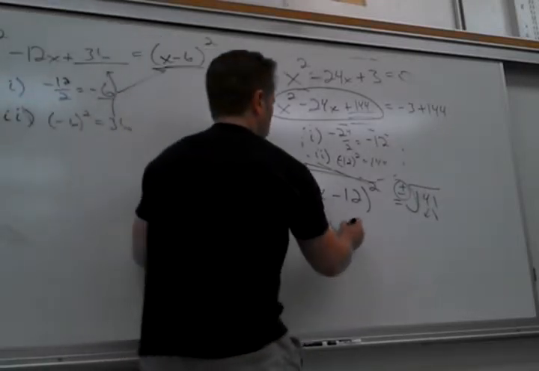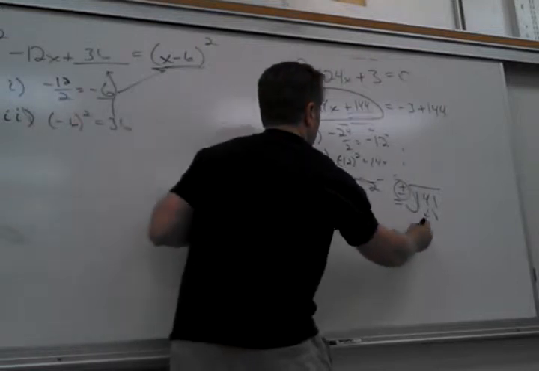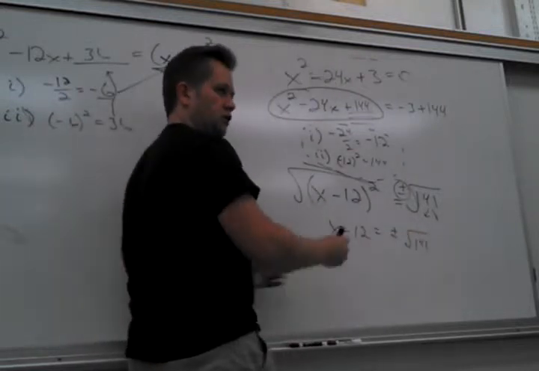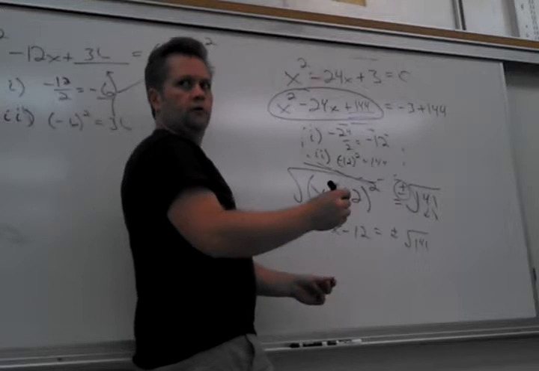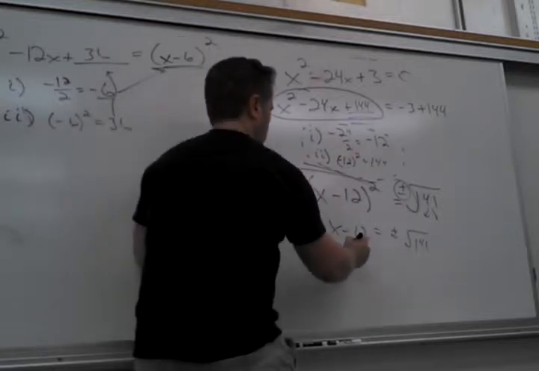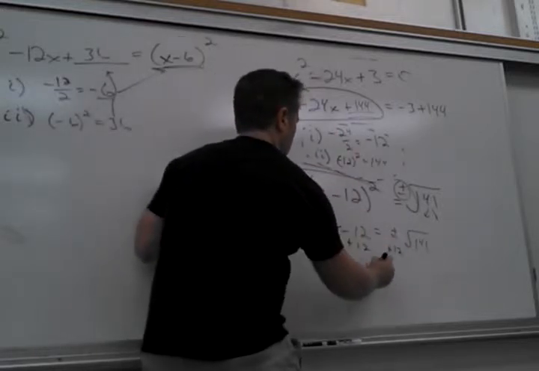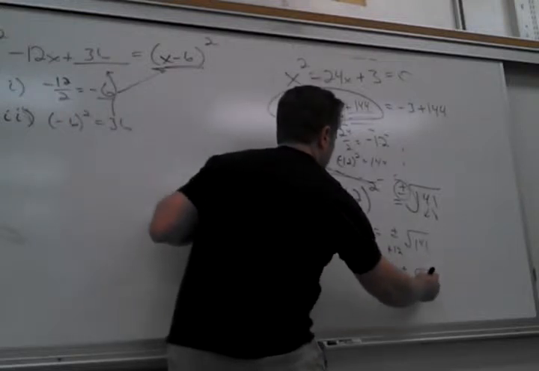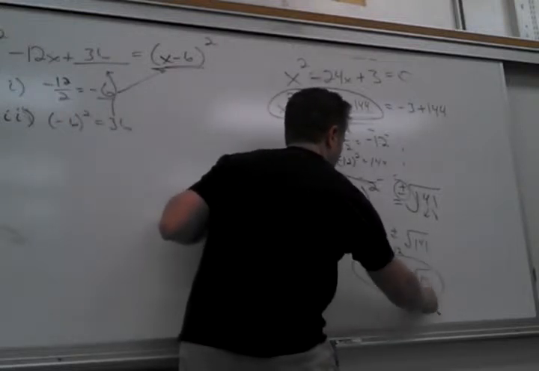So then I get x minus 12 equals plus or minus square root of 141. And then to finish it, add 12. x equals 12 plus or minus radical 141.